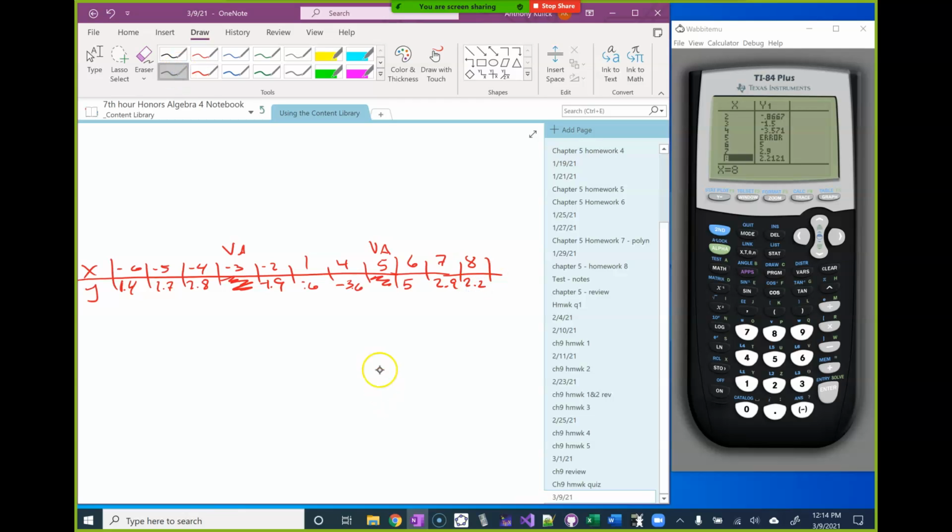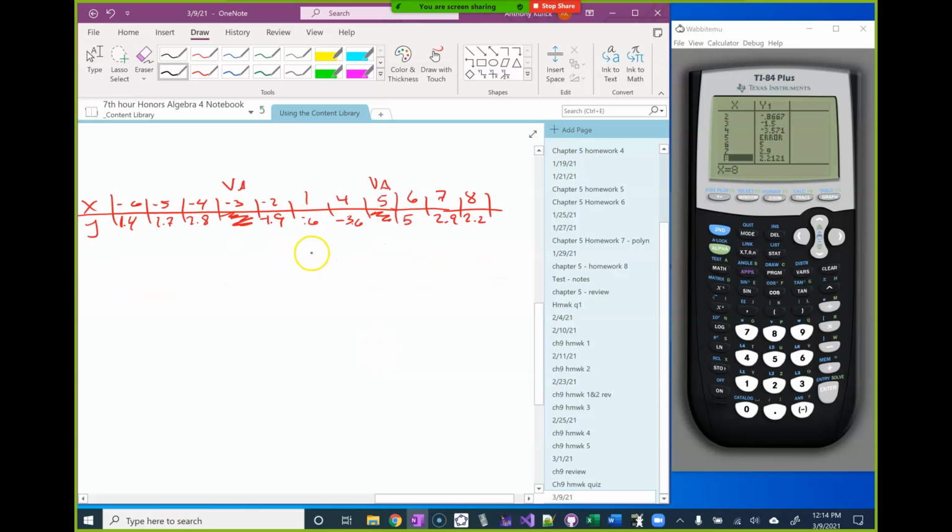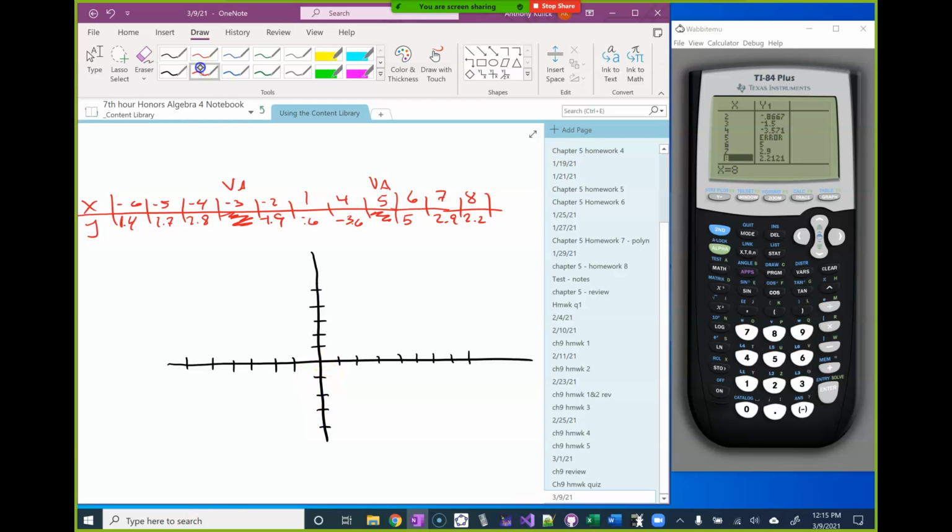So now we're just going to do some plotting. Let's see. 1, 2, 3, 4, 5, 6. 1, 2, 3. 1, 2, 3, 4, 5. 1, 2, 3, 4. Asymptotes, I have this horizontal asymptote or end behavior here at 1. I have an asymptote at -3. And then another one at +5.